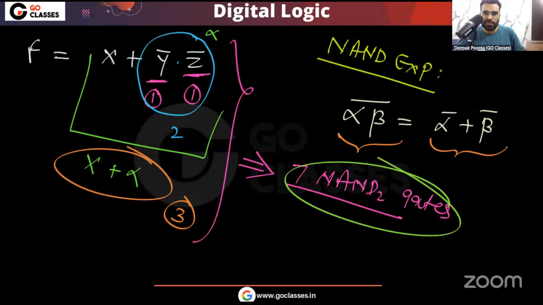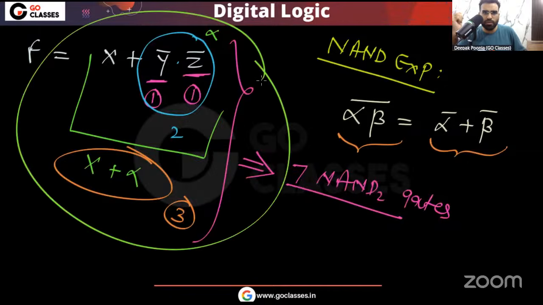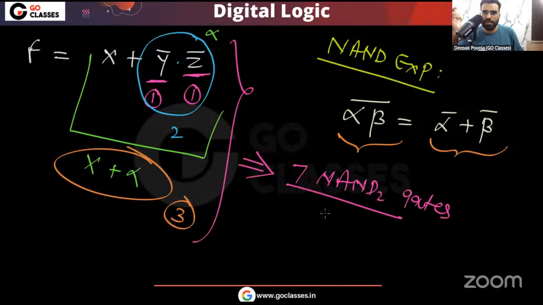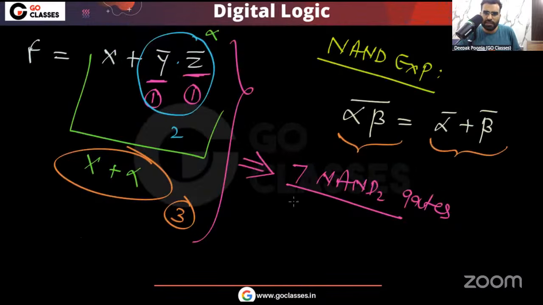So tell me, this 7 is less or this 5 is less? 5 is less, so the answer will be 5. I hope you understood. And remember, using our guidelines, we are getting 5. And if you directly do it, then you are getting 7. Then of course, using our guidelines, we are getting 5, so that will be the answer. Is this clear? Simple point. So here the answer will be 5. So definitely this is not minimum.